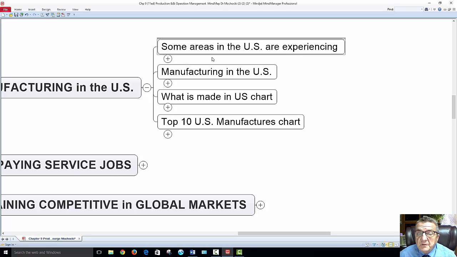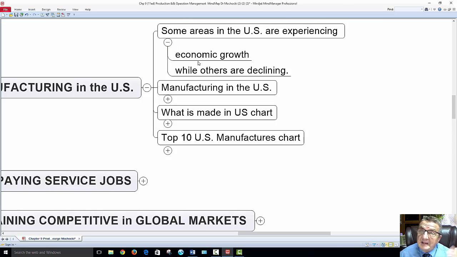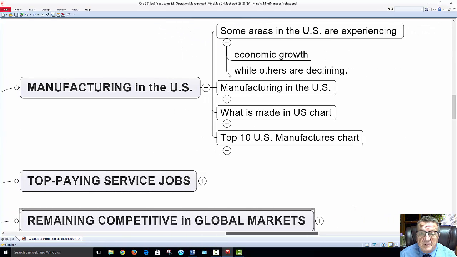And what you're going to find out, some areas in the U.S. are experiencing economic growth while others are declining. No problem. And this, we're only talking on here. Now remember, we're talking about manufacturing.